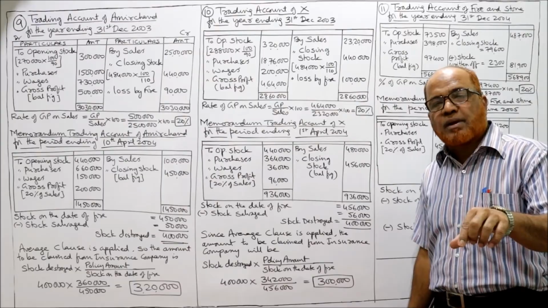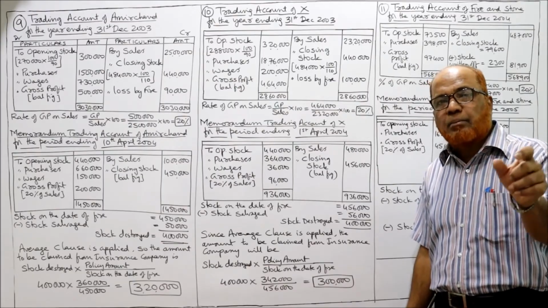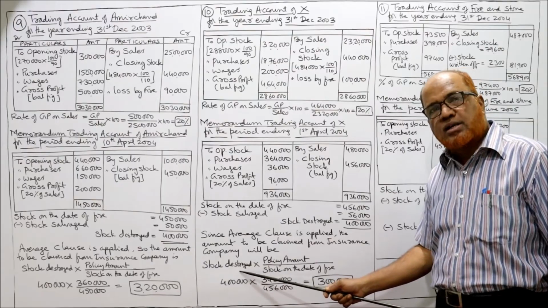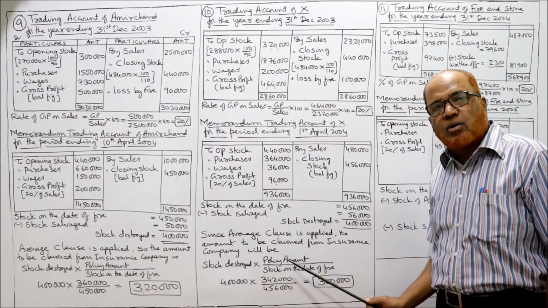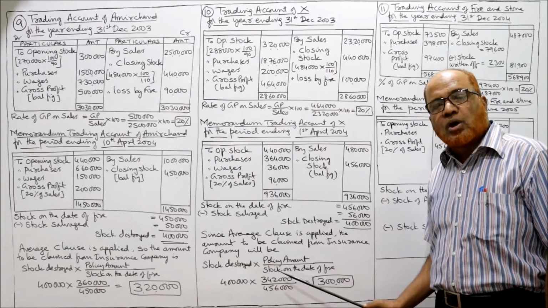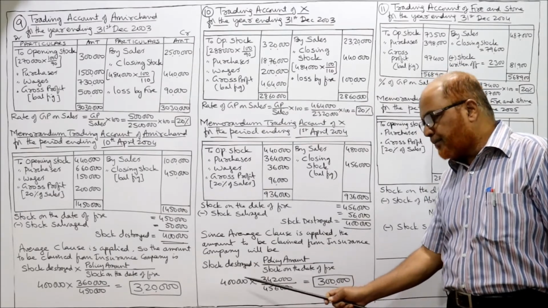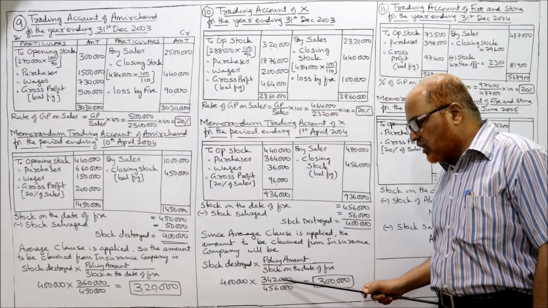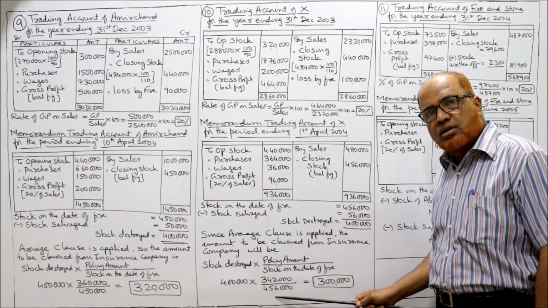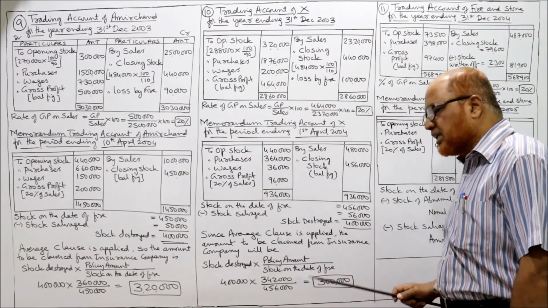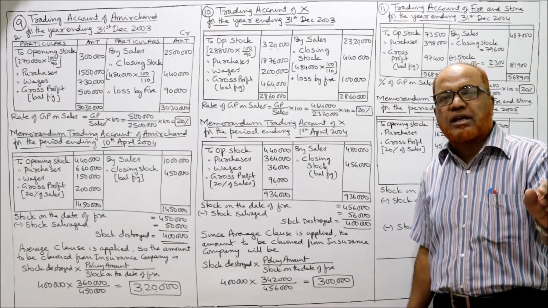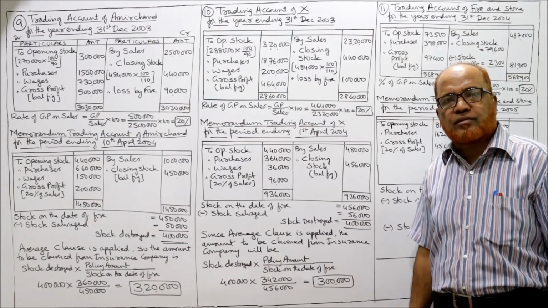When average clause is applied, amount to be claimed from the insurance company is stock destroyed into policy amount divided by stock on the date of fire. So how much is the stock destroyed? 4 lakh. Policy amount 3,42,000, divided by stock on the date of fire 4,56,000. So if you simplify, you are getting 3 lakh. The amount to be claimed from the insurance company is 3 lakh rupees.